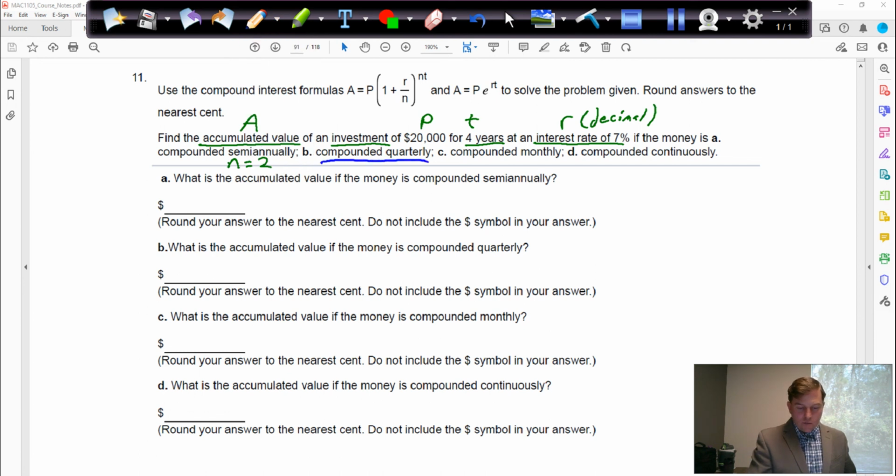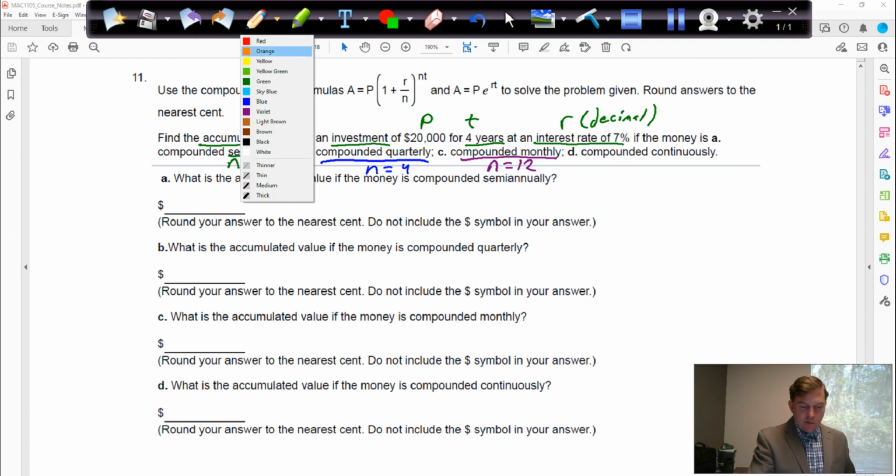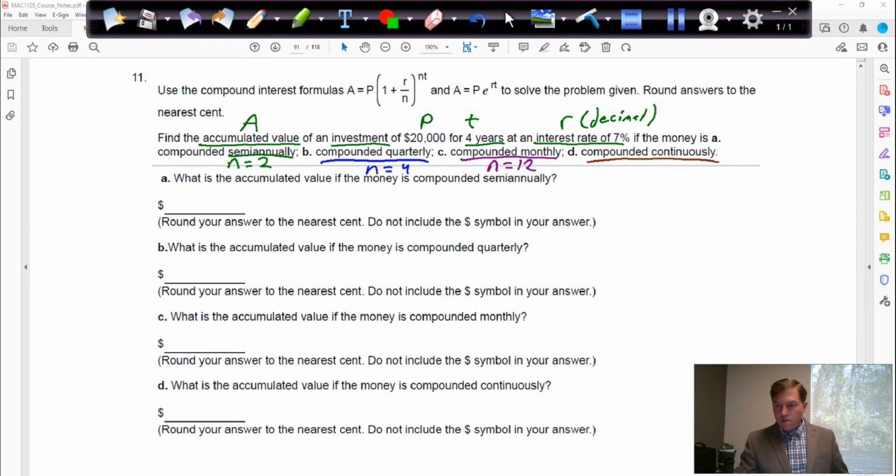Quarterly means they award it 4 times. Monthly means they award it 12 times. And you can have daily, 365, and then you can have continuously, where they compound it all the time. Basically, all the time your interest is earning more interest.